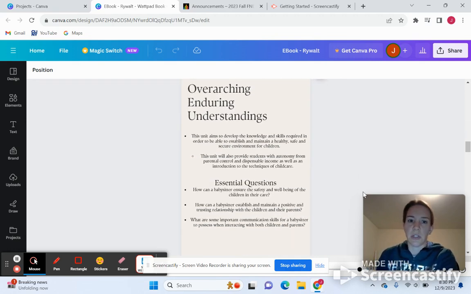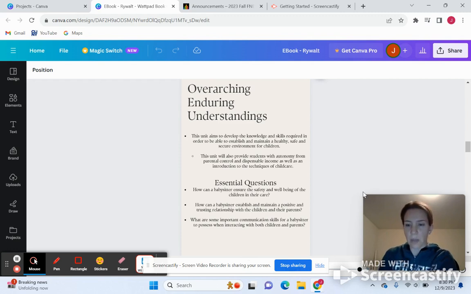So our overarching enduring understandings, this unit aims to develop the knowledge and skills required in order to be able to establish and maintain a healthy, safe, and secure environment for children. This unit will provide students with autonomy from parental control and disposable income, as well as an introduction to the techniques of childcare. So it's not just about caring for our children. It's focusing on how students can make money doing this. Obviously, they need to be passionate about it, and it's something very serious, but people turn this into careers. We have folks that are full-time nannies or au pairs, or they become daycare owners.